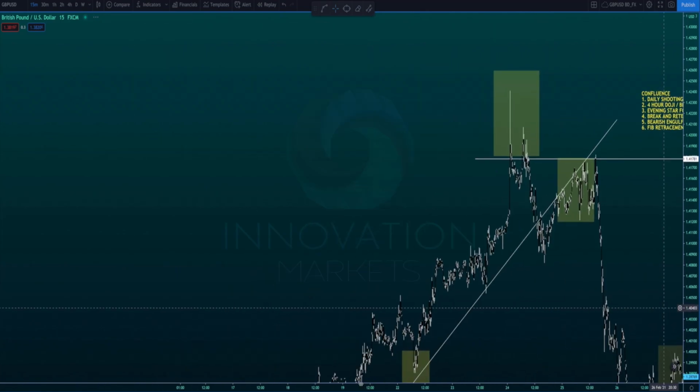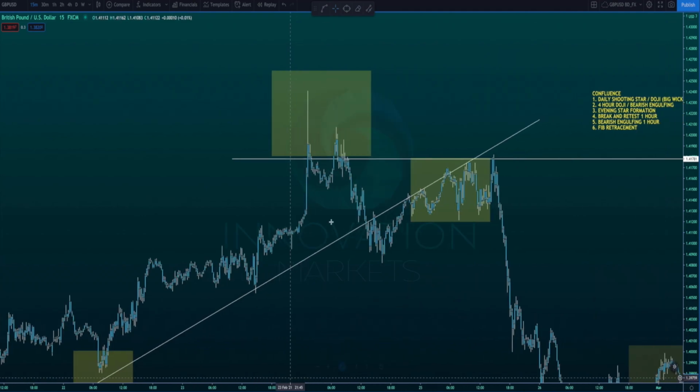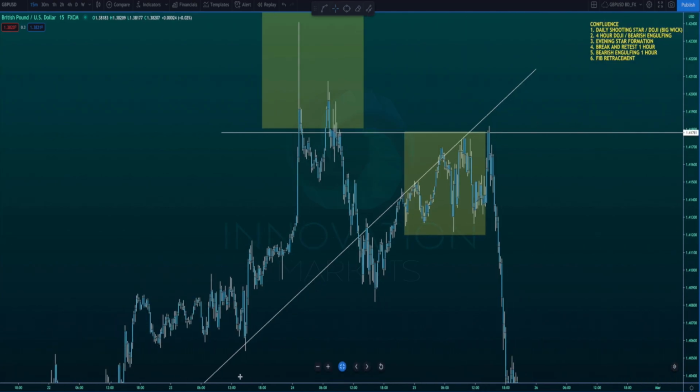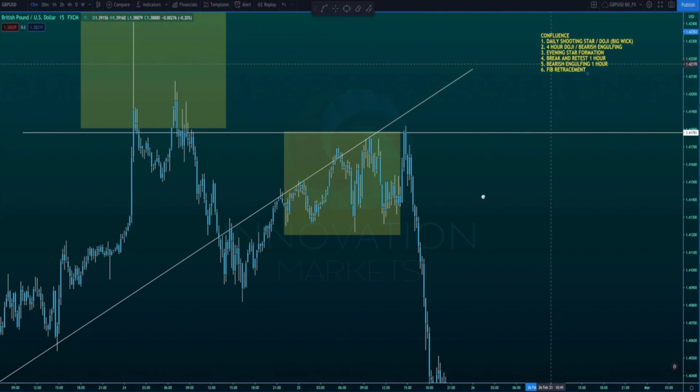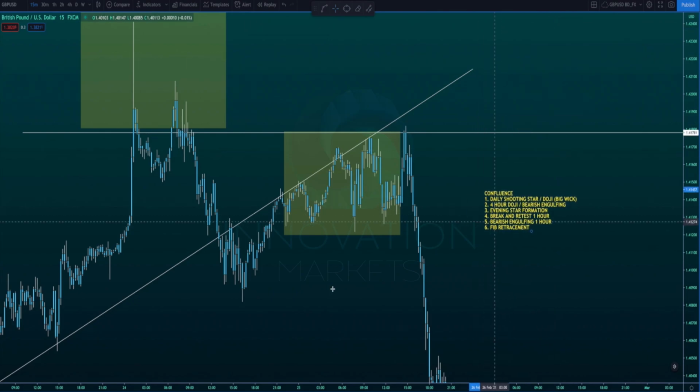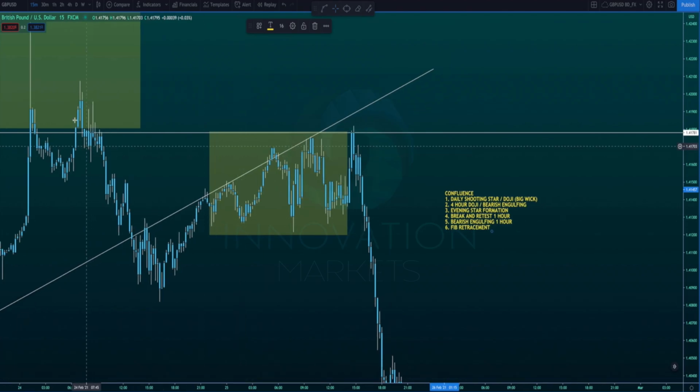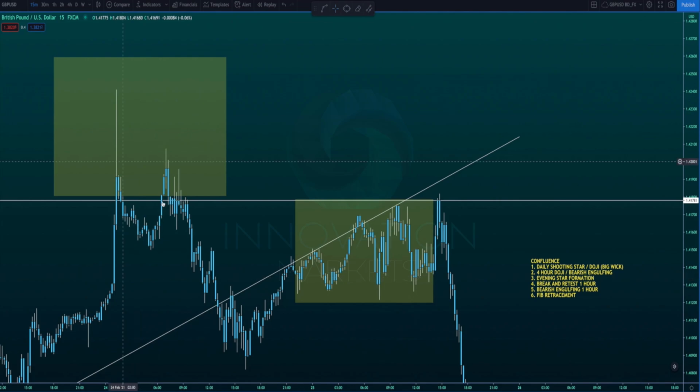So here on the 15 minute, you can see quite a simple trend line break, retest, 1, 2, 3. Was there anything more to add to our confluences? Here we can even see, if we go back to here, that second push up, an evening star formation, 1, 2, 3.